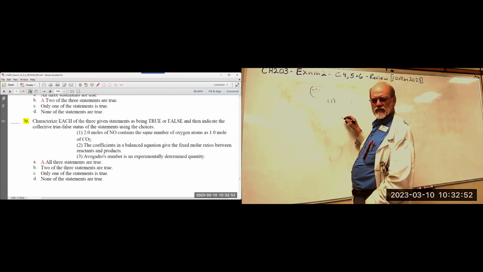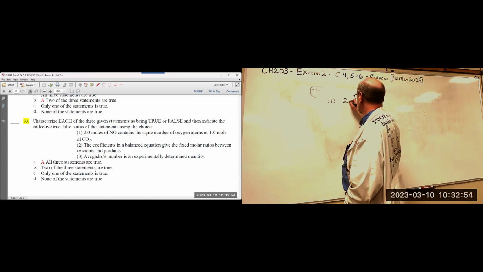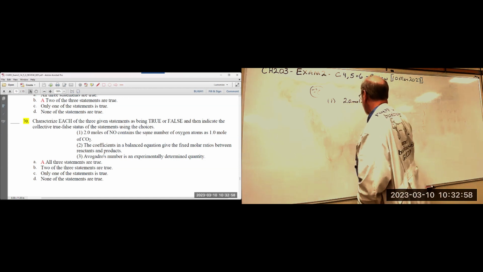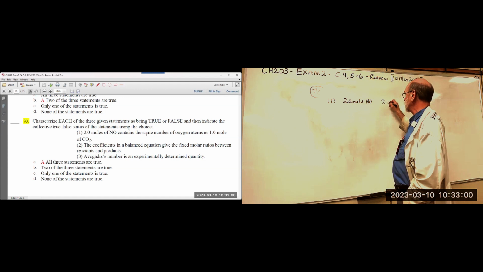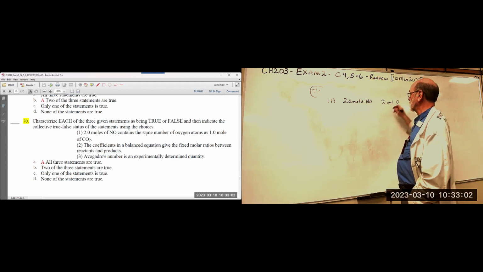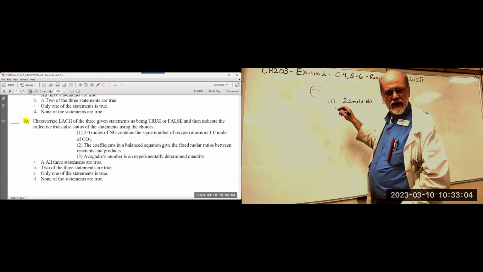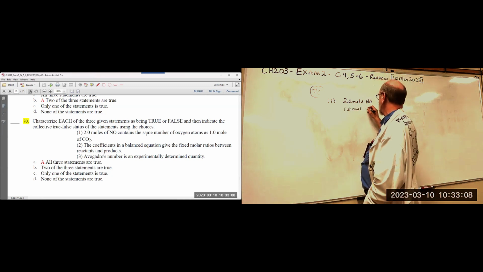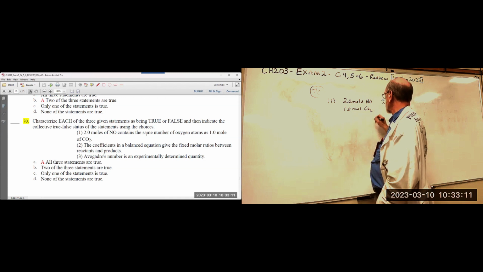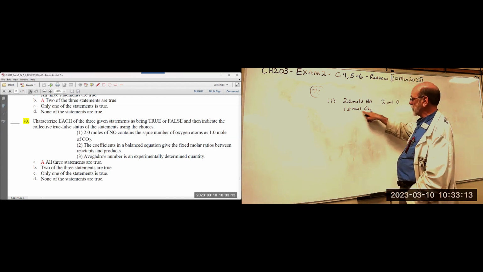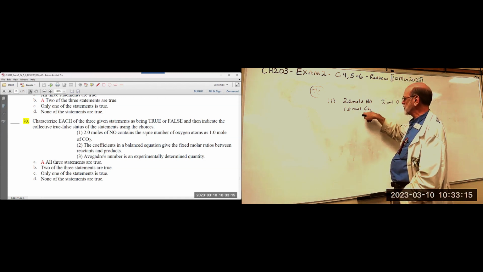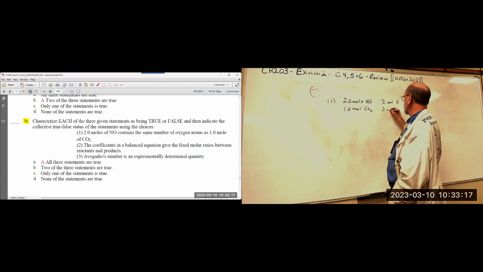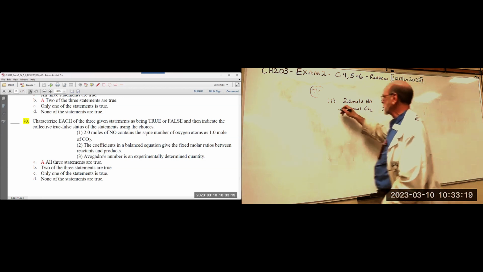Okay, 2 moles of NO. How many oxygen atoms is that? It's 2 moles of oxygen. And 1 mole of CO2. For each 1 mole of carbon dioxide, we have 2 oxygens. So that's true. Yeah, this one's true.